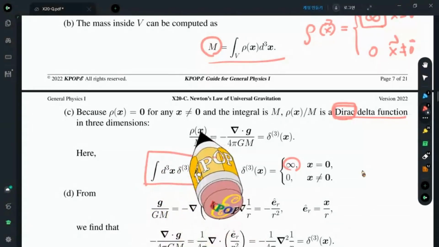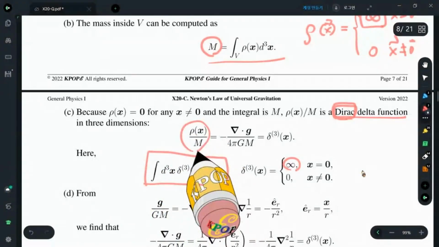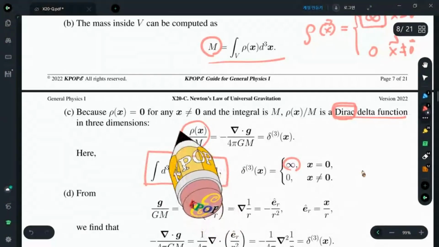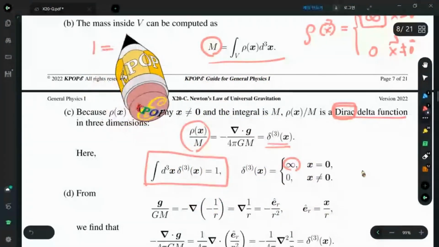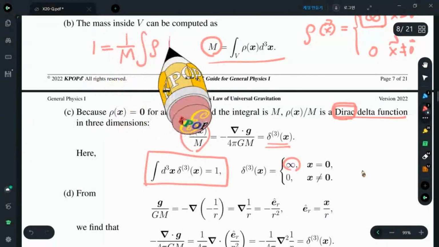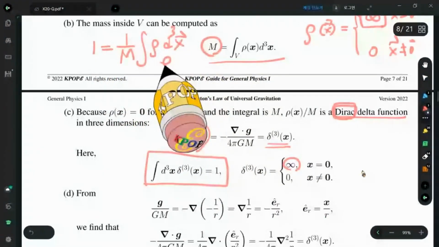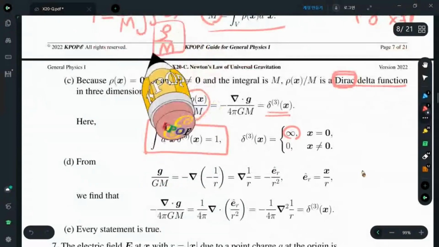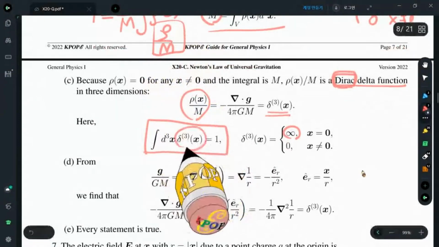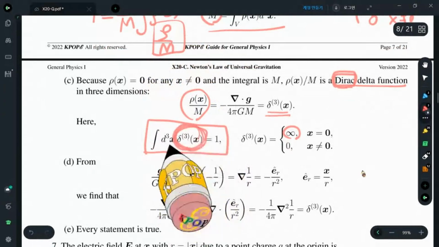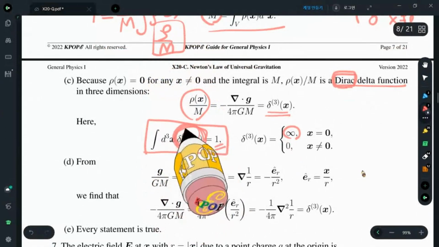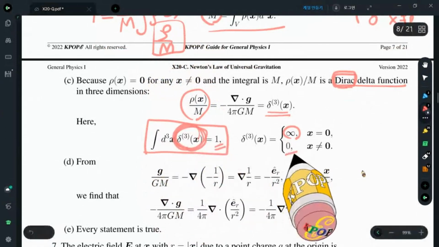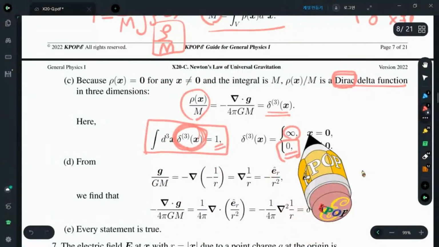So I can replace this mass density divided by the mass of this point particle with a Dirac delta function. You know, this is 1 over m rho volume integral. So rho over m is the delta function. Delta function, you don't be afraid. A delta function is any function whose volume integral is 1, and whose integrand vanishes everywhere except at the origin.